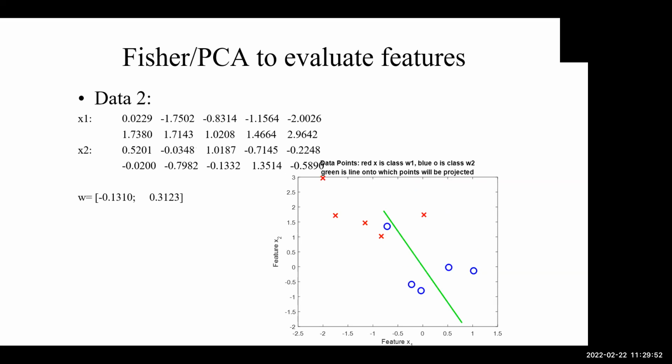Here's some more points. 5 for x1, 5 for x2, everything in 2 dimensions. Now our optimal projection line takes us here. Again, project everything onto there.